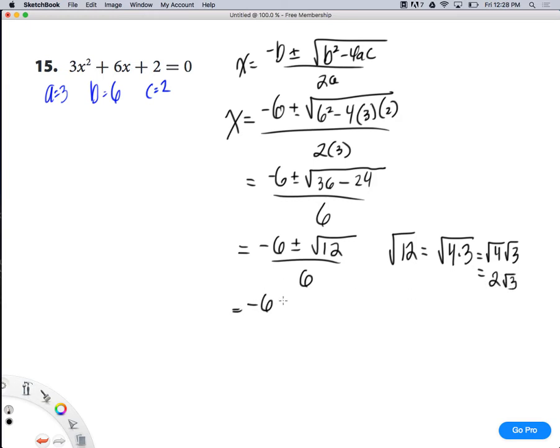This becomes negative 6 plus or minus 2 radical 3 over 6. Okay, shh.